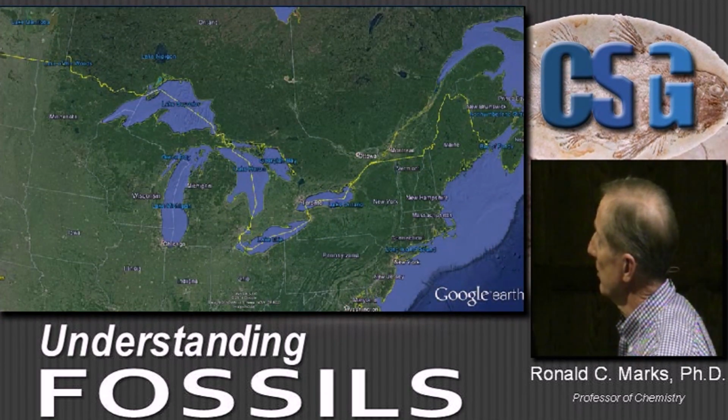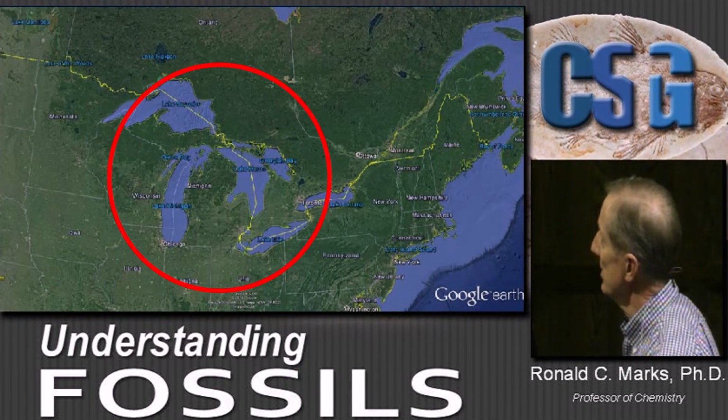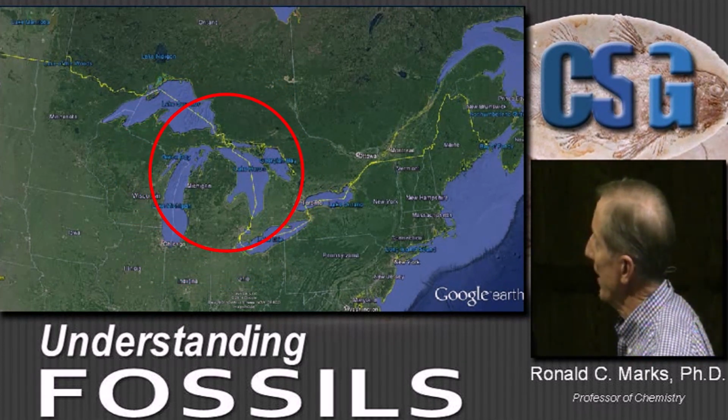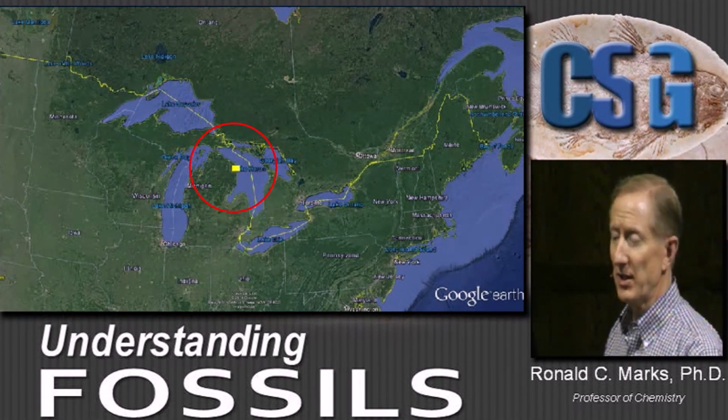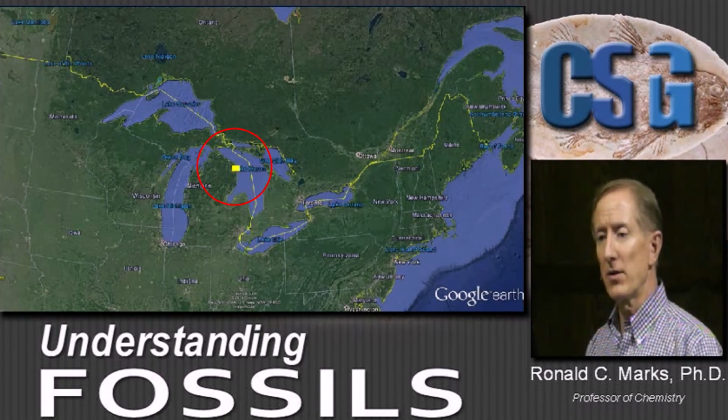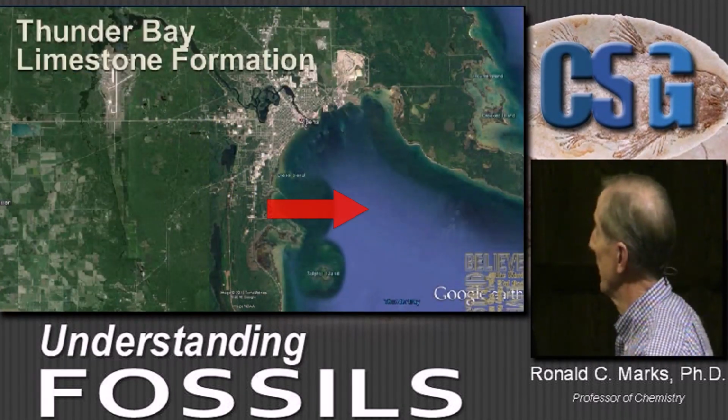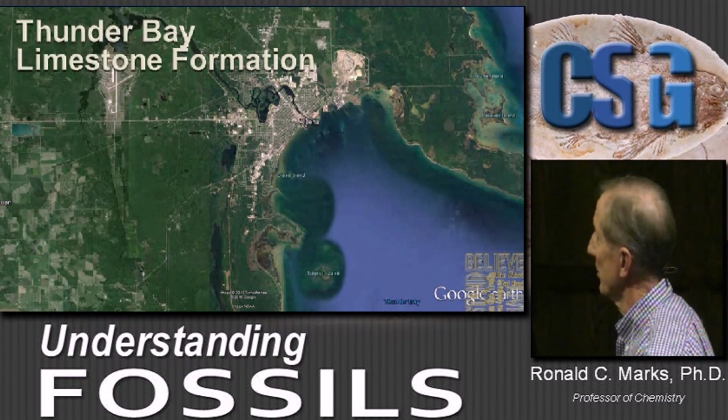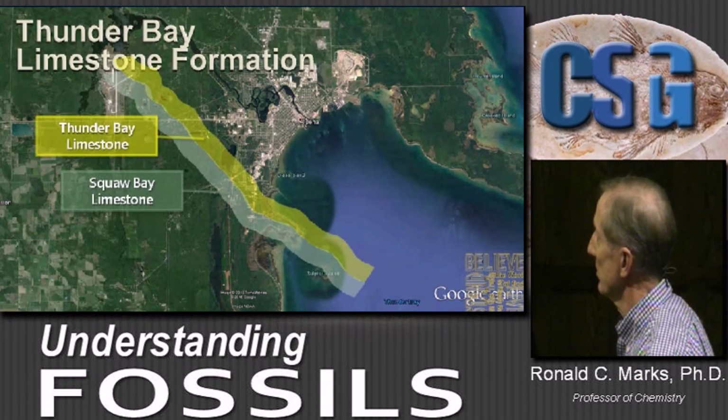to Michigan. So we're going to look at, here's the Great Lakes up here, you can see. We're going to go into Michigan. We're going to go to that spot right there in Michigan. That spot is called the Thunder Bay area. This is Thunder Bay right here. And in the Thunder Bay area is a limestone formation called the Thunder Bay Limestone. It's right next to the Squaw Bay Limestone. Squaw Bay is down here.